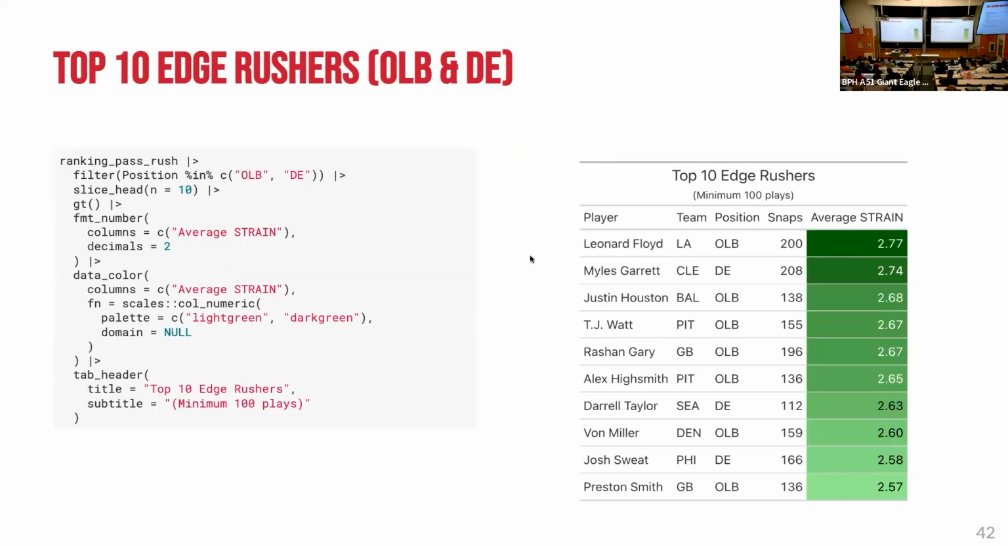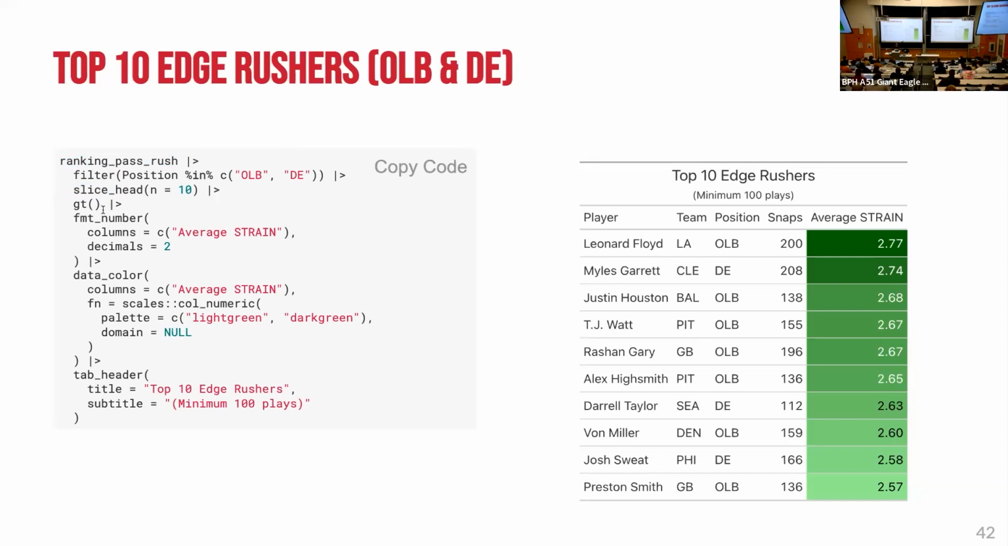So first, we're gonna look at the top 10 edge rushers according to our metric. So again, outside linebackers and defensive ends only. After we have aggregated all of the average strain, here we're only keeping outside linebackers and defensive ends, and we're filtering out the top 10 using the slice underscore family, which is just sneakily a pretty good family within the tidyverse and dplyr. And then we can make it into a table with GT.